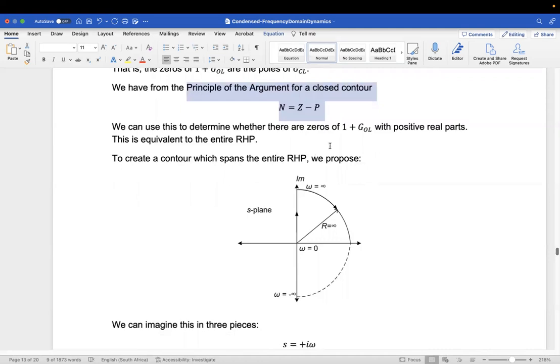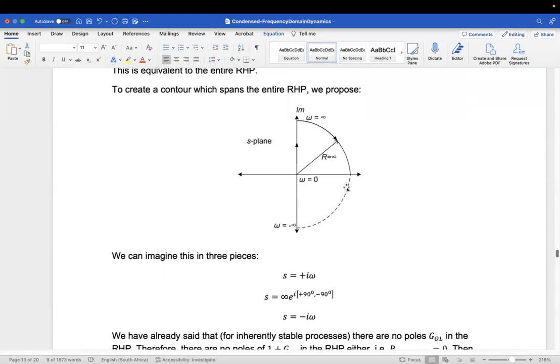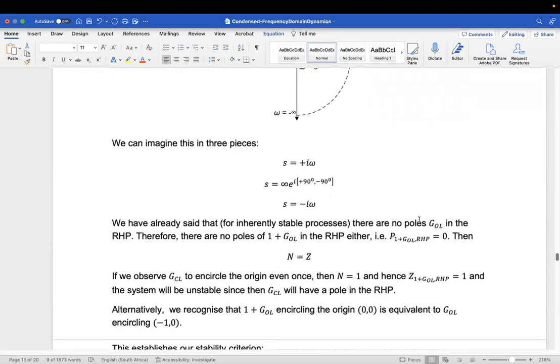So that's one thing we can do. And we can say, but then, what if we have a certain number of poles that's not 0? Then we still won't know the number of zeros that we have in the right-hand plane. Well, we can say still that if our process is inherently stable, an inherently stable process will not have any poles in the right-hand plane.